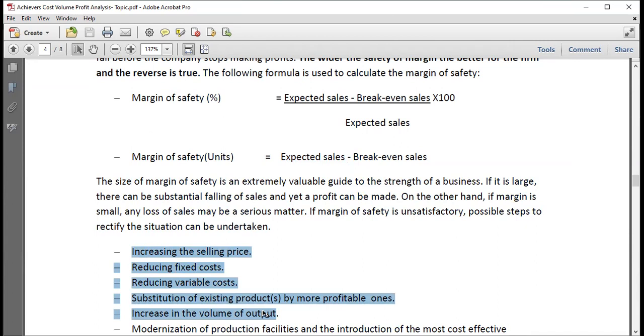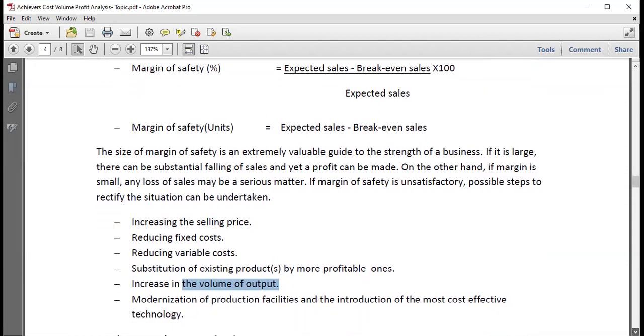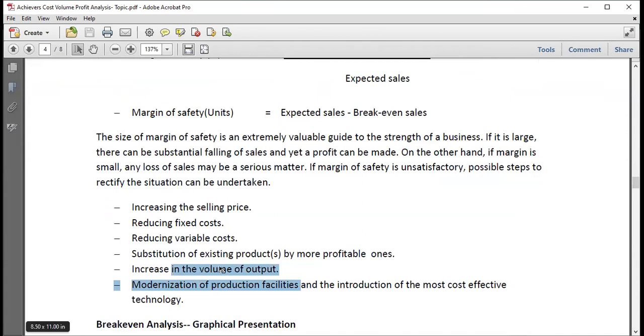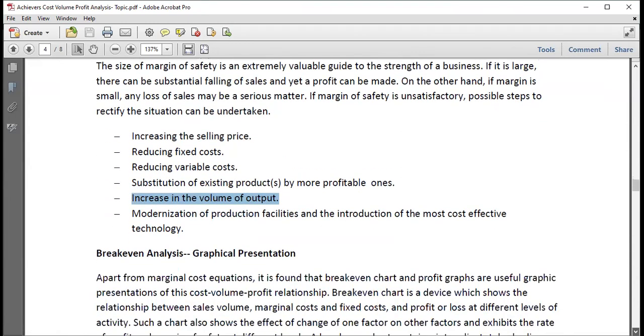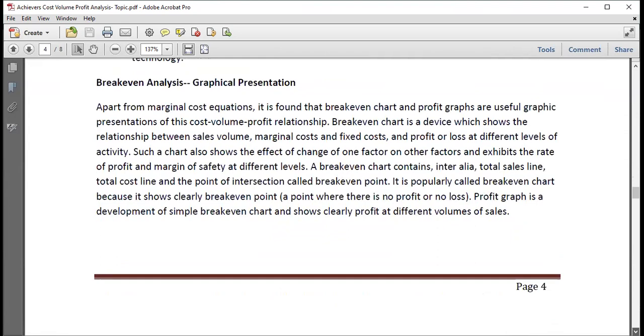So anything that increases profit: reducing our fixed costs, reducing our variable costs, substituting existing products with more profitable ones, increasing volume of output, modernization of facilities and so on. Of course, when you increase volume of output, in terms of production, you're enjoying economies of scale. But at the end of the day, if this volume also matches the demand, then you're able to serve more customers, and that will bring in more revenue. So it's important for us to have that in mind.